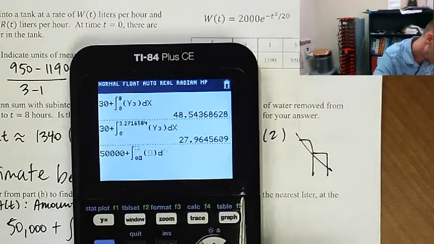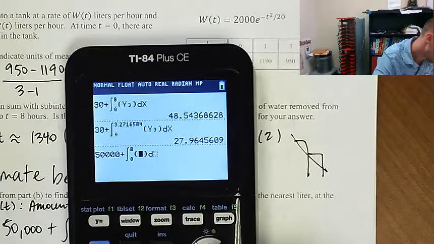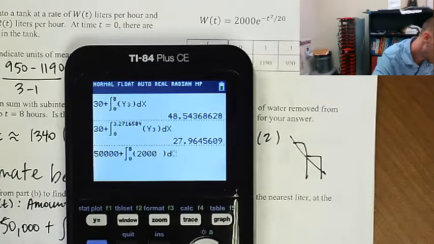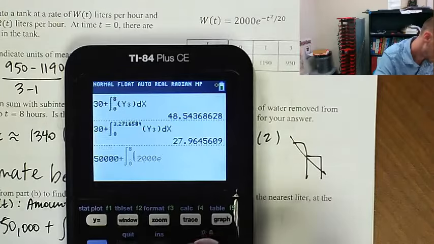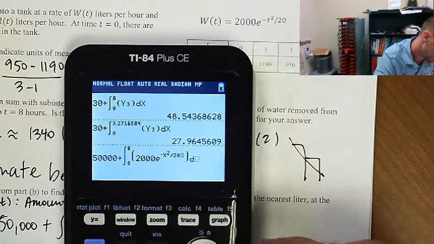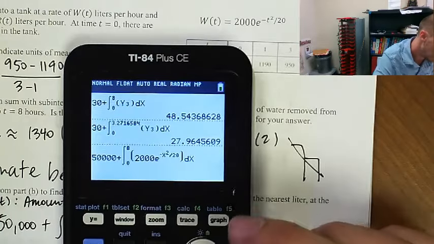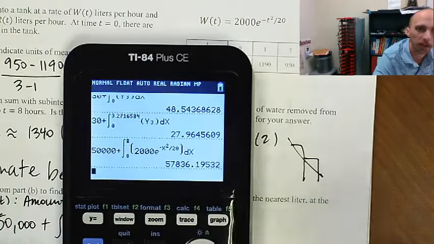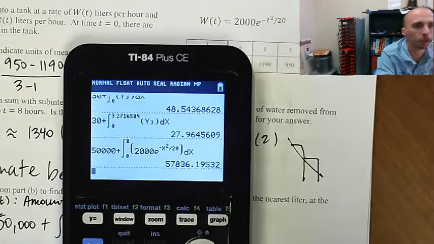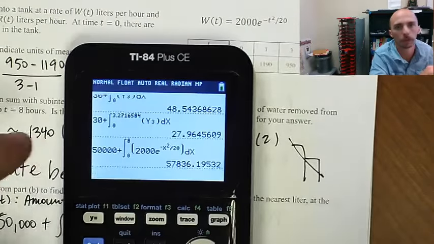Plus math 9 on 0 to 8 of w, I didn't type that in or anything, 2000 e to the negative t squared divided by 20. Okay, whatever. I've got that. But then I still check that integral that I approximated using the Riemann sum.